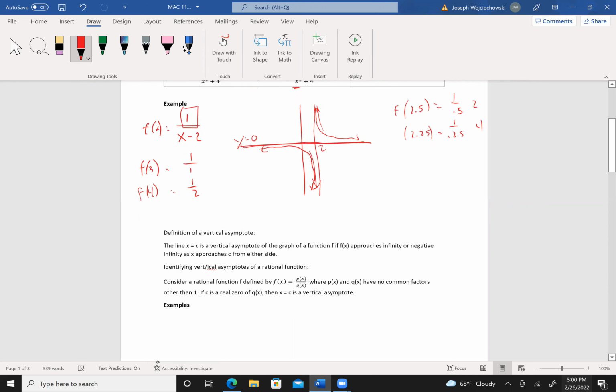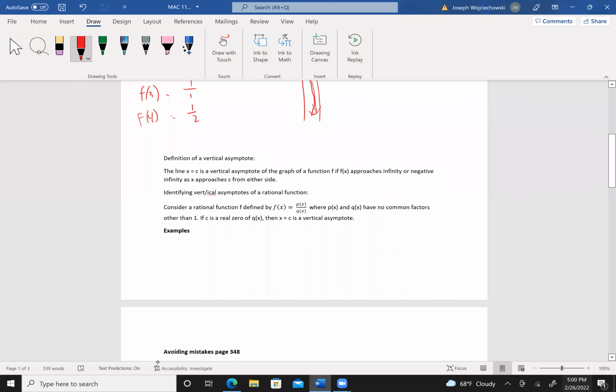Identifying a vertical asymptote of a rational function: consider a rational function f defined by f of x equals p of x over q of x, where p of x and q of x have no common factors other than 1. If c is a real zero of q of x, then x equals c is a vertical asymptote. So let's start out simple, f of x equals 3 over x plus 1. We find the zeros of the denominator, -1, so I have an asymptote at x equals -1.